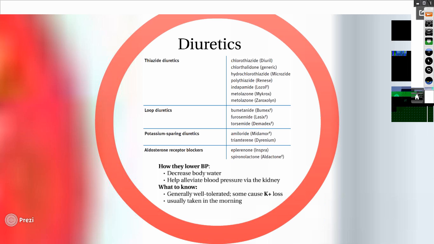Keep in mind that loops and thiazide diuretics, except ethacrynic acid, have this sulfa moiety, and they possess this sulfonamide group. So that's of important clinical relevance for those individuals who have allergies to sulfonamides.